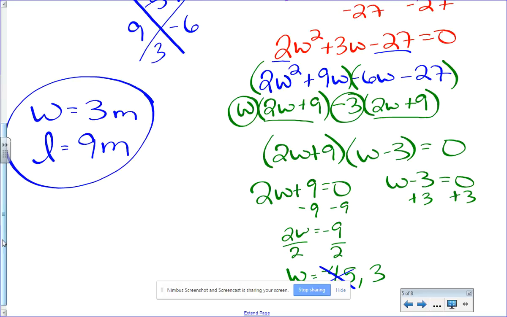Go ahead and try the guided practice problems, the next two. If you have questions on them, stop by my room and see me.